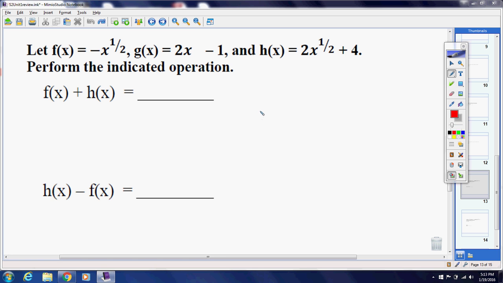Again, and this is homework help for section 6.3. I'll get right down to business here. All right, here we are to perform the indicated operation.